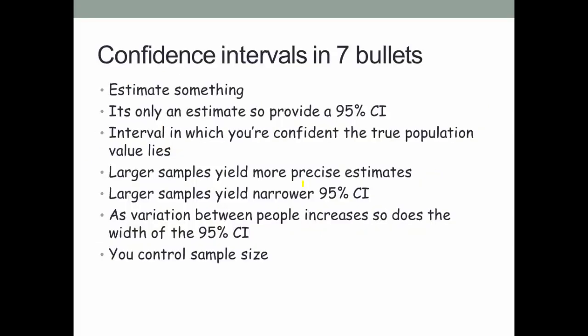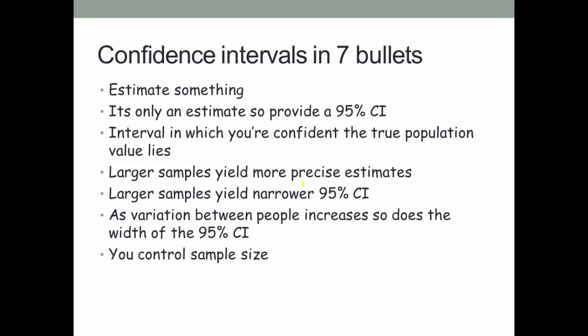And then a summary. So if you want the confidence interval in 7 bullets, this is what it is. Looking at this, yeah, there's 7 bullets. You estimate something. It could be the sample mean, but it could be something else as well. So you estimate something about the population. You realize that it's only an estimate, so it's not enough simply to tell me that you calculated average moderate to vigorous physical activity and this is the estimate you got. Because it's an estimate, you have to give me an idea of precision. And the easiest way to do that is to give me a 95% confidence interval. That's an interval in which you're confident the true population value lies.